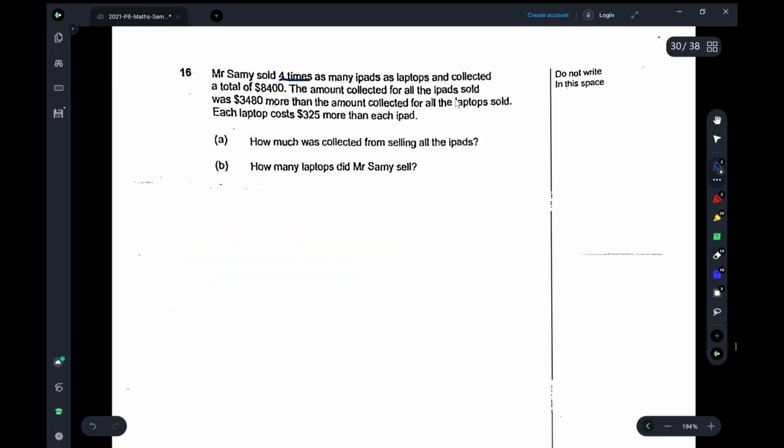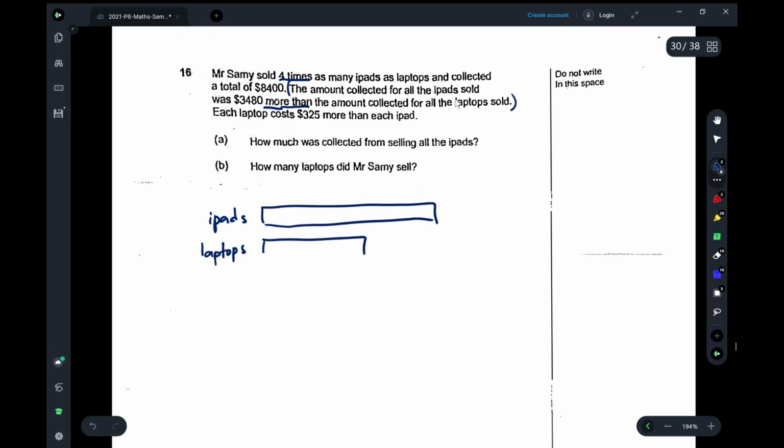Okay? Alright, so the next sentence is about money again. So with this, I can actually draw the model for money. The amount collected for iPads is more than the amount collected in laptops. So iPad is more, laptop is lesser. So iPads is 3480 more, total is 8,400.